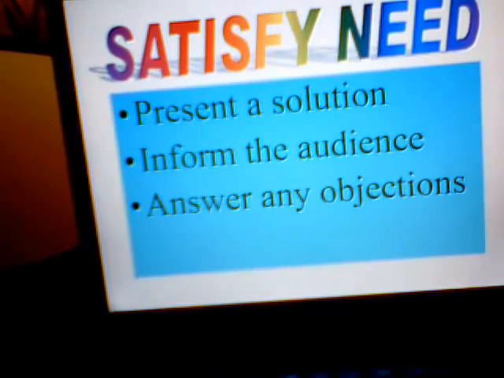Satisfy the need. This is where the solution is presented, informing the audience why organization will create an impact on others. At this point, you want to answer any objections from the listeners.